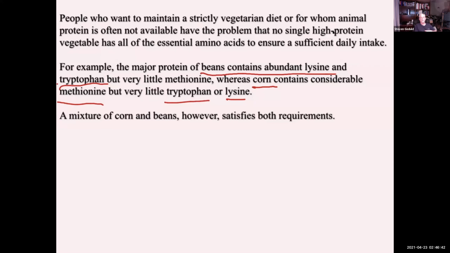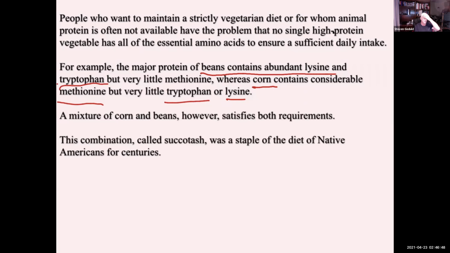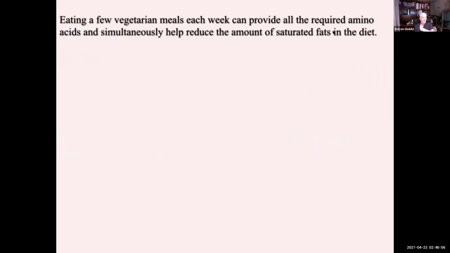So a mixture of corn and beans satisfies both requirements. This combination, called succotash, was a staple of the diet of Native Americans for centuries. Eating a few vegetarian meals each week can provide all the required amino acids and simultaneously help reduce the amount of saturated fats in your diet.